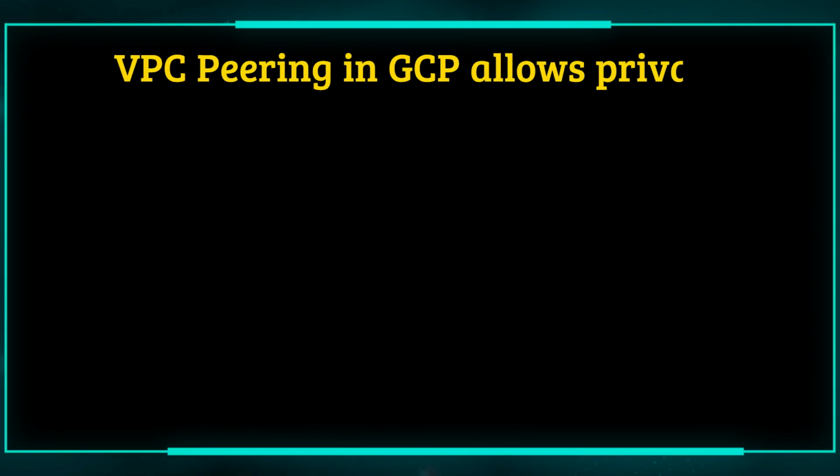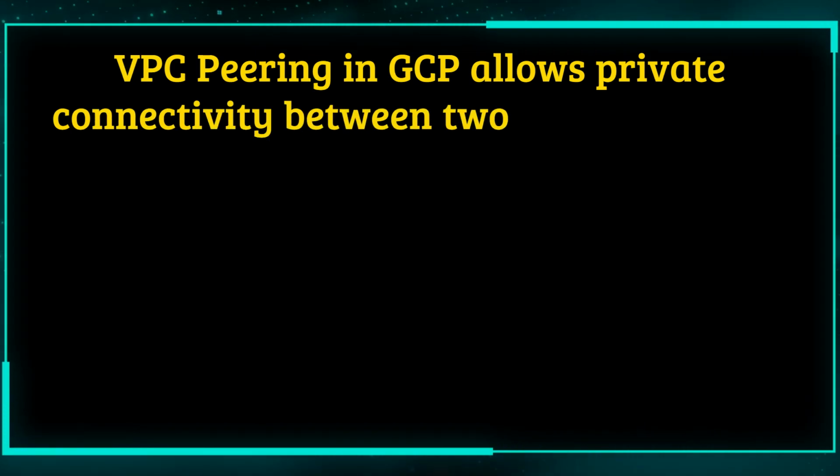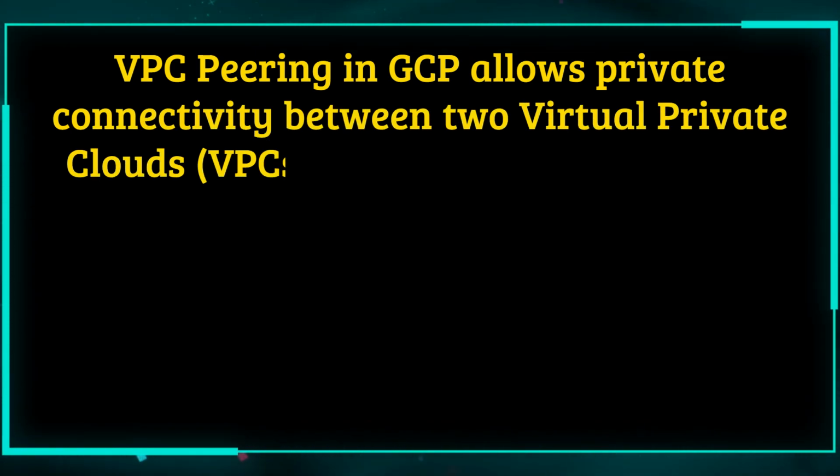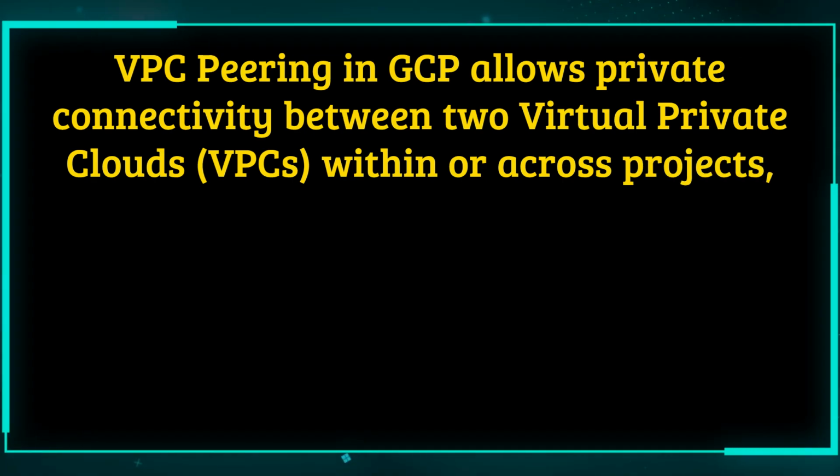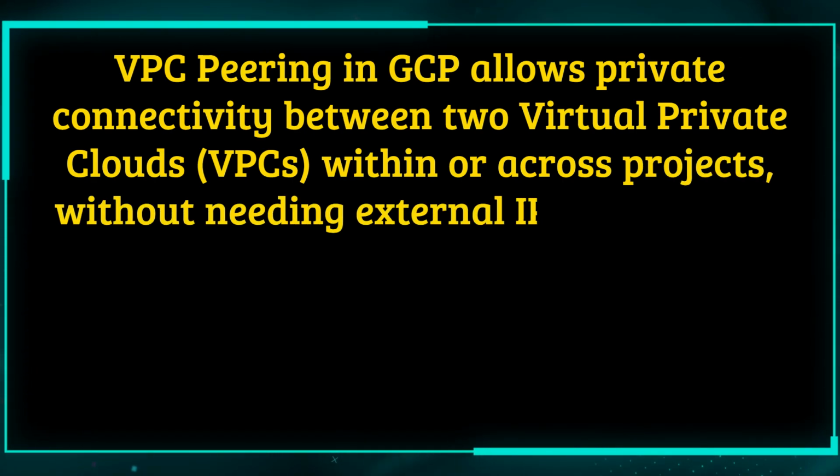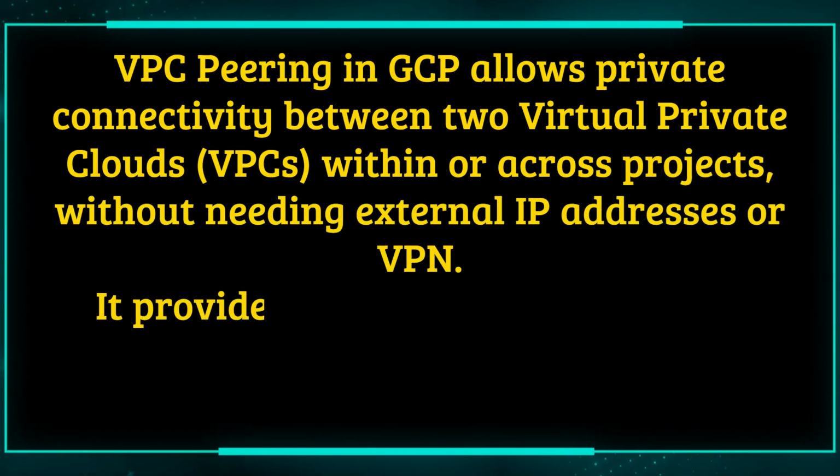Question 5. How does GCP VPC peering work and when should you use it? Answer. VPC peering in GCP allows private connectivity between two virtual private clouds, VPCs, within or across projects, without needing external IP addresses or VPN.